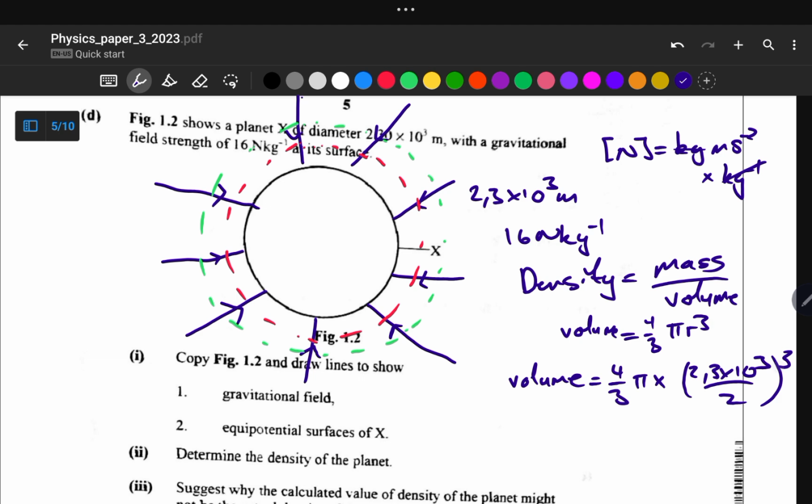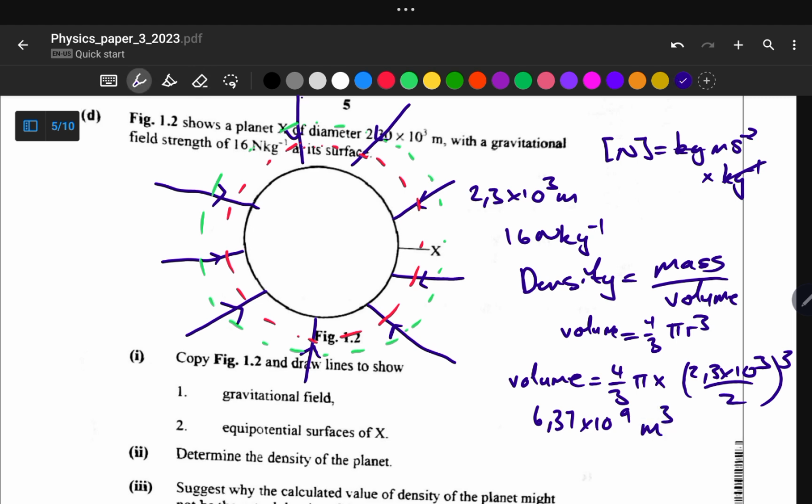So let us calculate our volume. That is 4 over 3 pi times 2.3 times 10 to the power 3 divided by 2, and then raised to the power 3. So this gives us 6.37 times 10 to the power 9. That is our volume. So this is volume, it's in cubic meters.